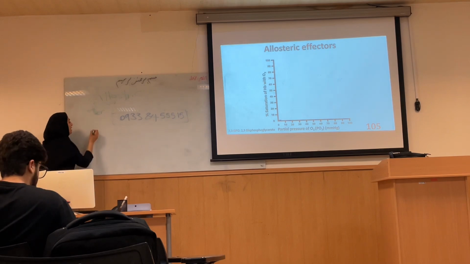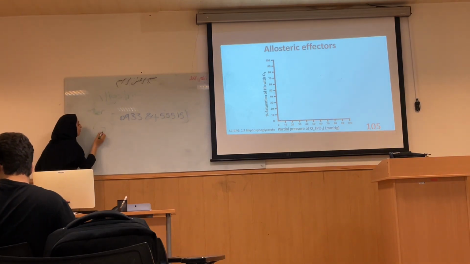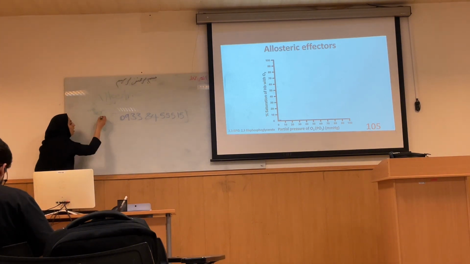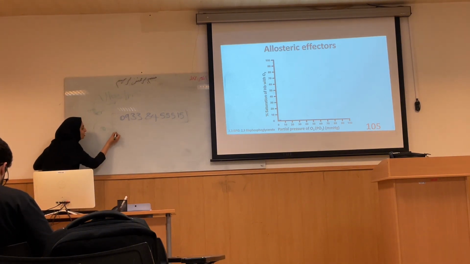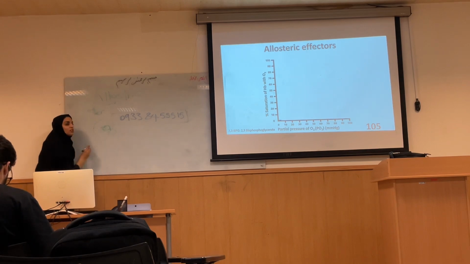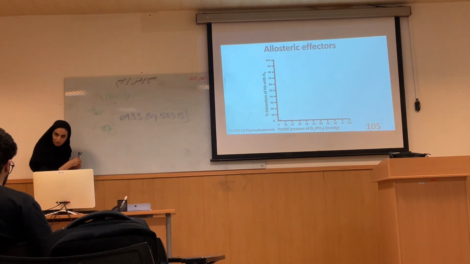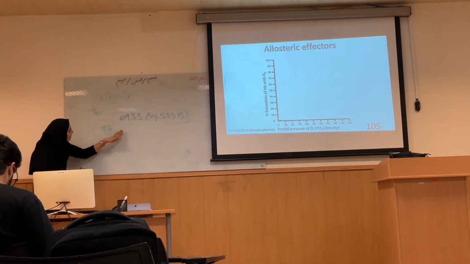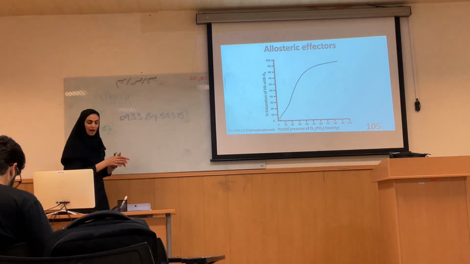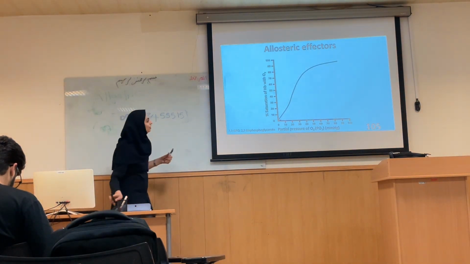For example, here is the place of attaching oxygen for hemoglobin. The allosteric effector attaches to another part and has an effect on the function of these proteins. Okay? It attaches to another part and has an effect on that protein's function. Now I want to tell you about allosteric effectors.